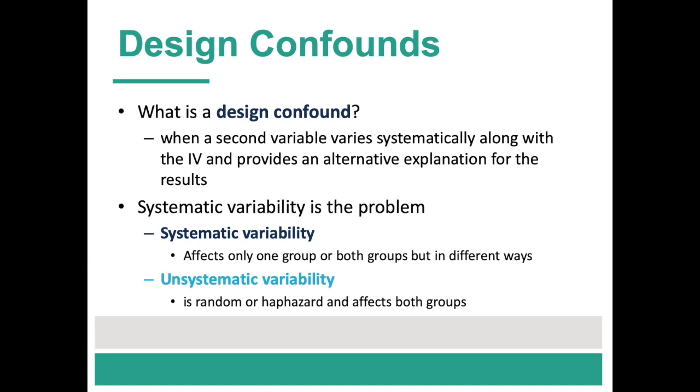Unsystematic variability is totally fine. It's just random and affects both groups in similar ways. And so it doesn't actually end up being an additional explanation of the results. For example, maybe in the pasta experiment, instead of doing a lunch, they do a dinner. It's systematic if they only have one of the groups do a dinner and the other one does a lunch. If they both do dinner, then it's totally fine. The time affects the groups in similar ways.